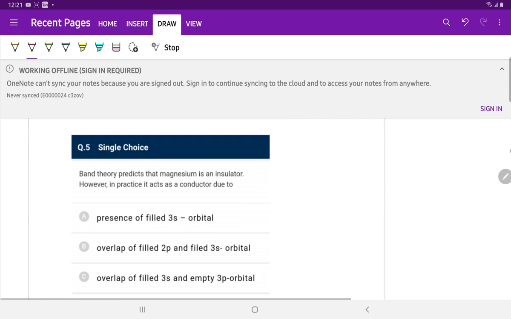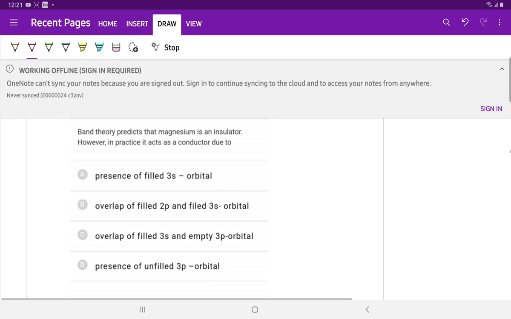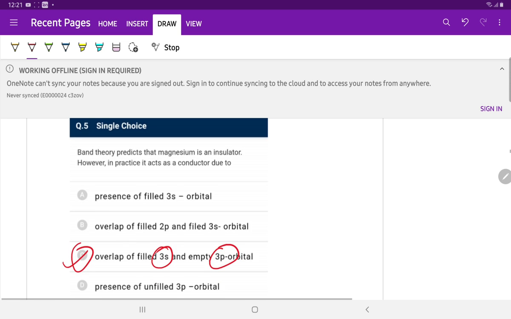Now we move to question number 5. Band theory predicts that magnesium is an insulator. However, in practice it acts as a conductor. If the forbidden energy gap is very small, then electrons will be excited from valence band to conduction band. Valence band is 3s and conduction band is the empty 3p orbital. Overlap of filled 3s and empty 3p orbital occurs due to the very small forbidden energy gap between these two energy levels. So answer is C for question number 5.